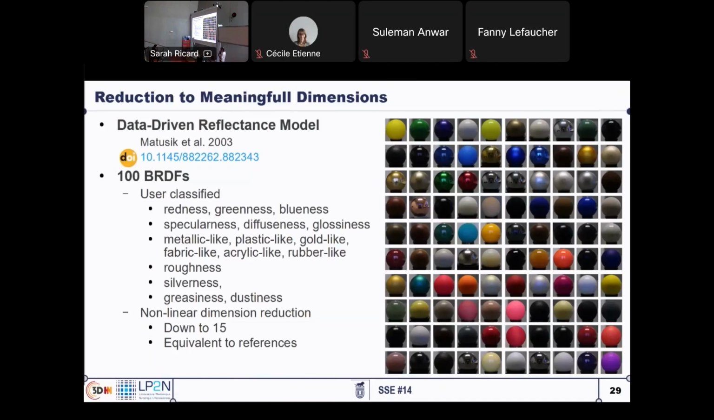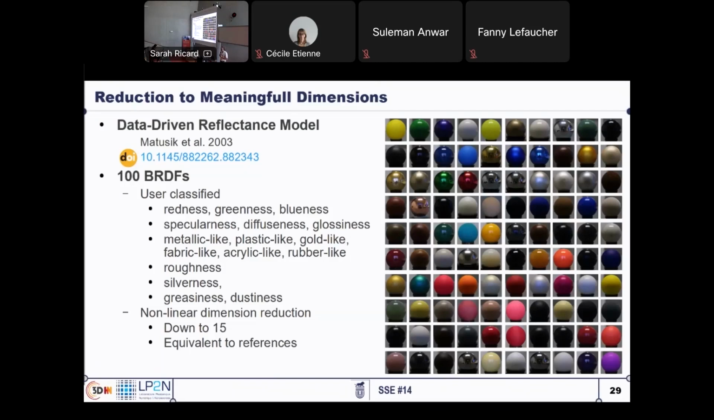And here are all the categories. I've sorted them. You can see color categories: redness, greenness, blueness. There are others about the properties of the BRDFs: specularness, diffuseness. Some are about which kind of material: metallic, plastic, gold, fabric, and so on. Some are also about roughness, smoothness, greasiness, dustiness, and so on.